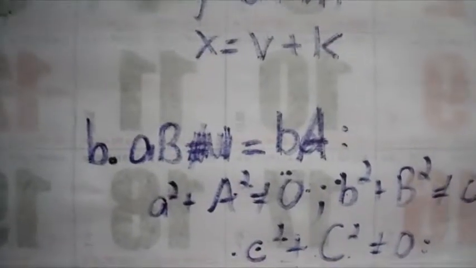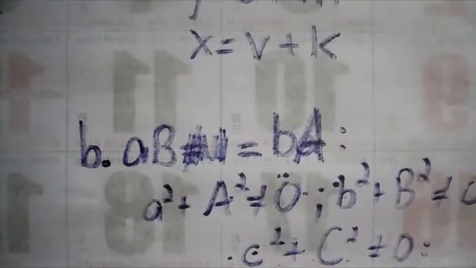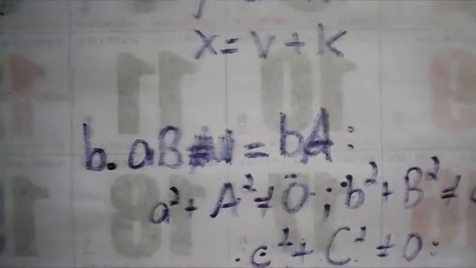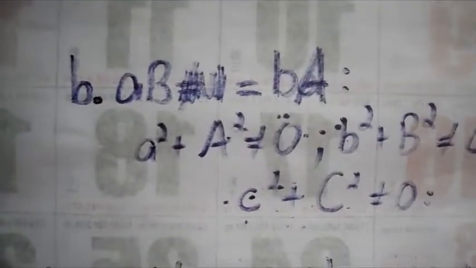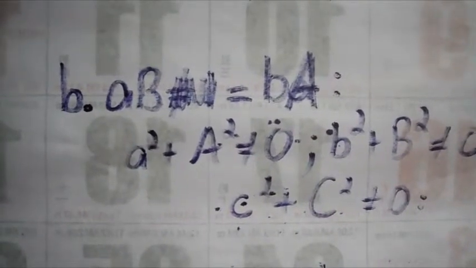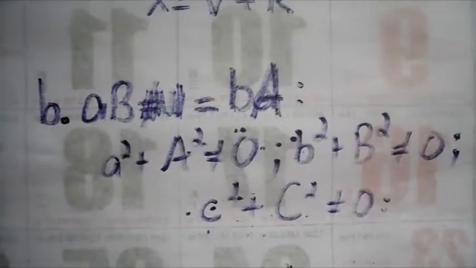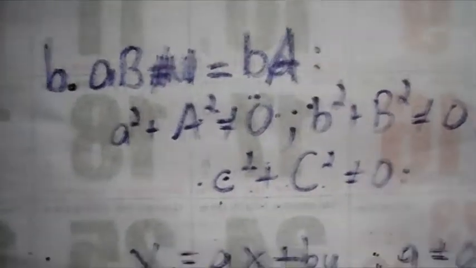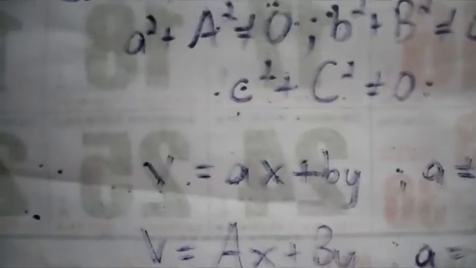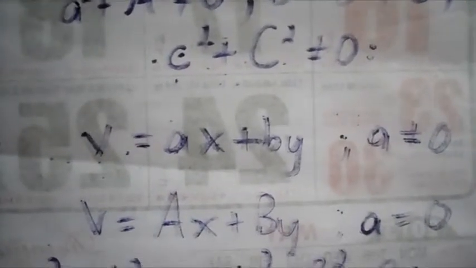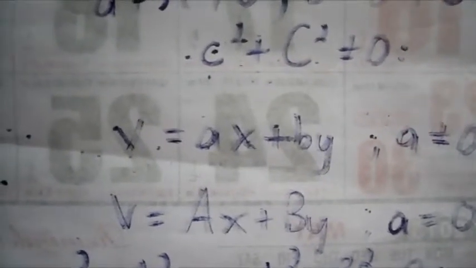And for b, we are given the situation that a uppercase B is equal to b uppercase A. If these are equal, and if lowercase a squared plus uppercase A squared is not equal to 0, and the same goes for b and c, if they are not equal to 0, we can use these substitutions. v is equal to ax plus by if a is not equal to 0, or v is equal to uppercase Ax plus By if a is equal to 0.